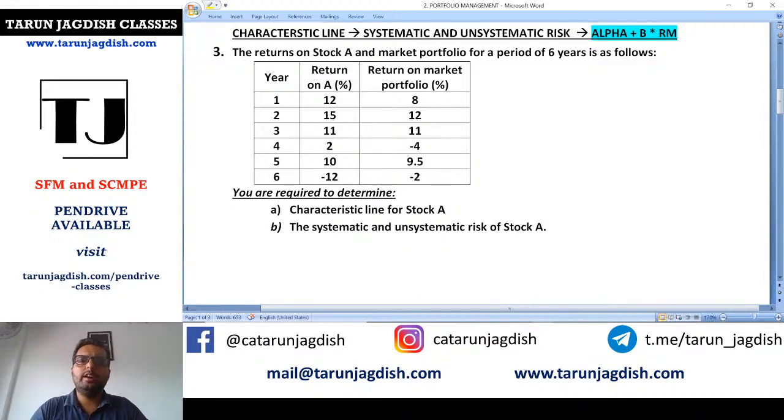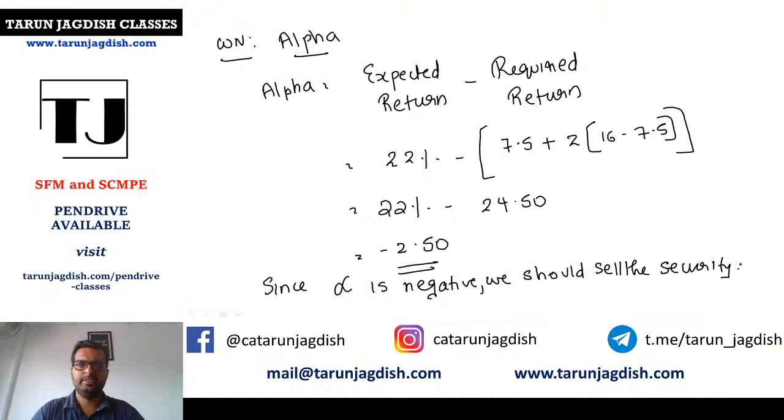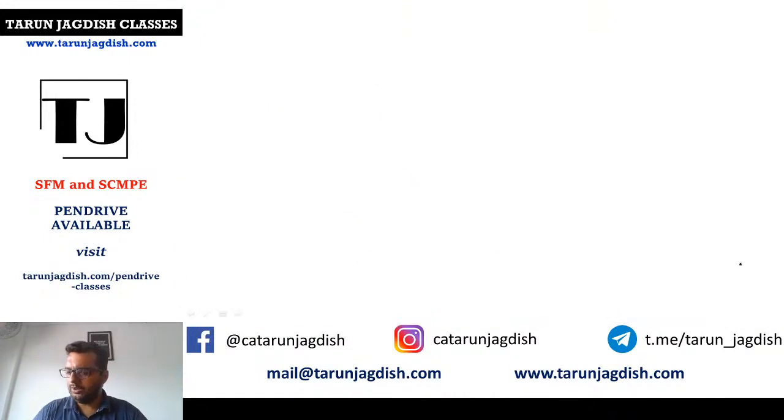Alright friends, here they have given returns for 6 years. They have given the return of A. They have given the return of the market. They are asking you to calculate the characteristic line. Okay, so friends, you already know. I'll just give you the answer how to do it, and after that we will do it together.